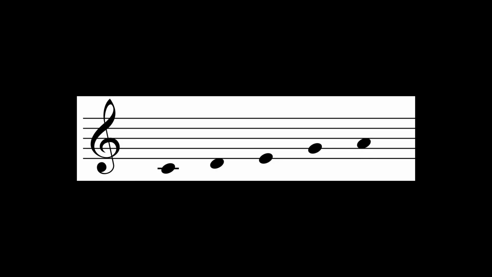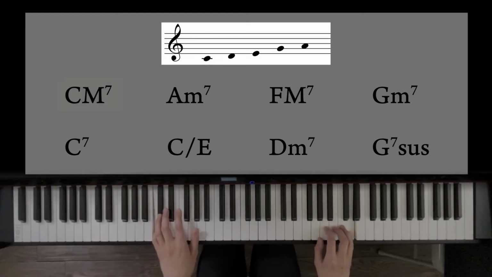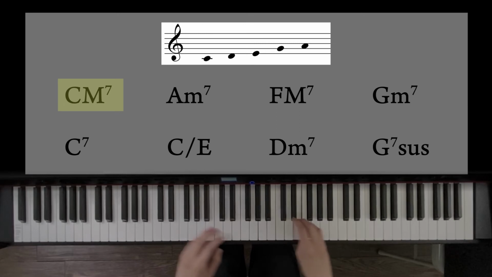Let's take a C pentatonic scale for example. Here are just some of the chords that could work with the C major pentatonic scale in a melody. And here is my attempt to do a bit of improvisation over some of these chords.